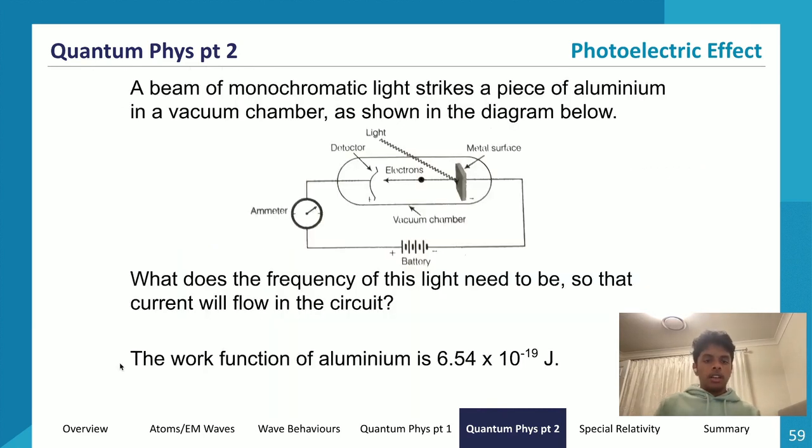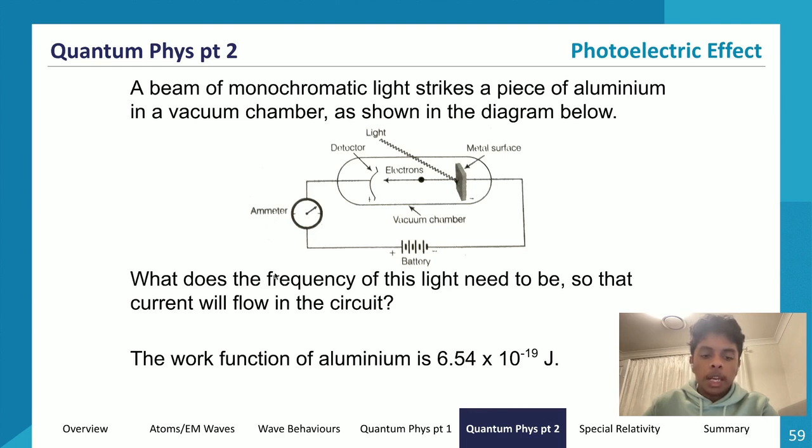All right, so now let's go through the photoelectric effect questions. A beam of monochromatic light strikes a piece of aluminum in a vacuum chamber, as shown in the diagram below. So this is the apparatus for the photoelectric effect. What does the frequency of this light need to be so that the current will flow in the circuit?